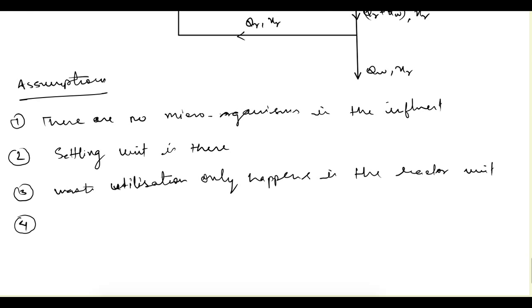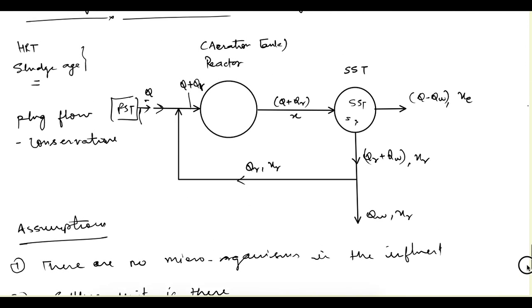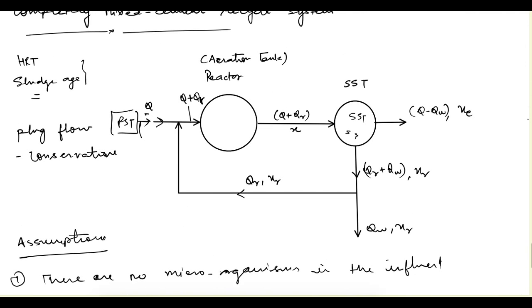And so when we calculate the mean cell residence time, or as we call it, the sludge age residence time, theta c, in that, the volume that we require, we take as the volume of aeration tank. Aeration tank volume alone is used. So now we can go along with these assumptions.